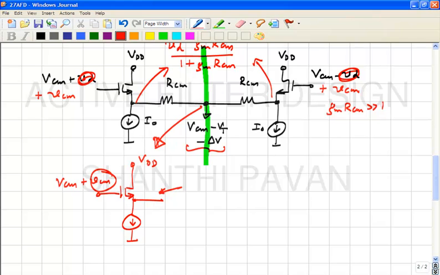And how much is that? It's simply the incremental change has to be small VCM. Why? Because the current source is ideal, right? You understand? Please note that RCM does not come into the picture at all, because for common mode excitations, no current is flowing through RCM. Is that clear? Okay.